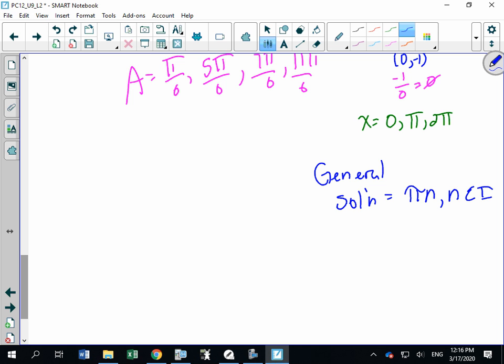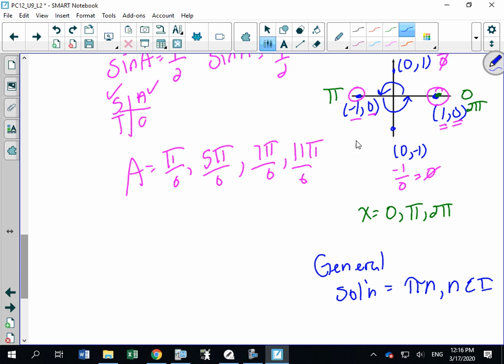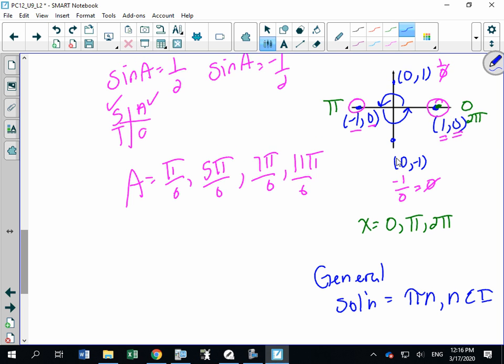Because pi n, so where's pi, right? So go to pi. Pi's right here. If I subtract pi, I'm going to get here. If I add pi, I go back here. Add a pi again, I get here. And I keep adding pi's, and I will get my general solution when I add or subtract pi's.